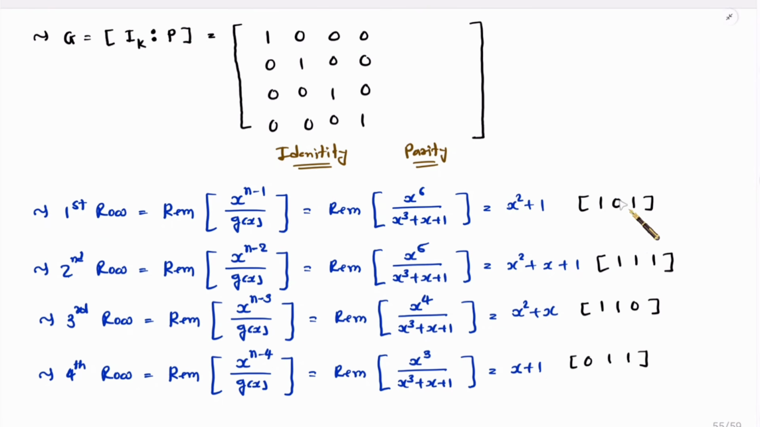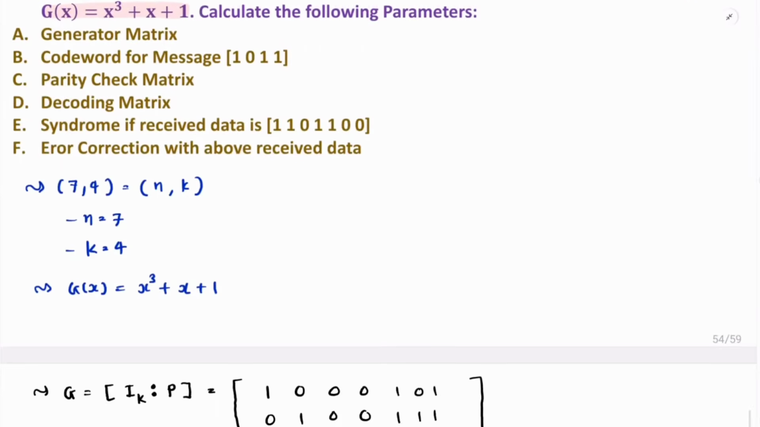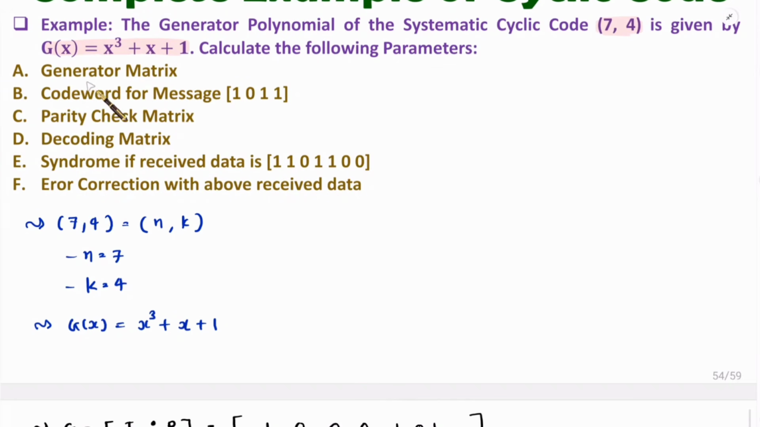Now let us place this row wise. So we have 1, 0, 1, first row, second row, that is 1, 1, 1, third row, that is 1, 1, 0, and fourth row, that is 0, 1, 1. So that is how one can have the generator matrix. See, this generator matrix is quite complex. After that, things are easy. Now we need to understand the code word for a message.